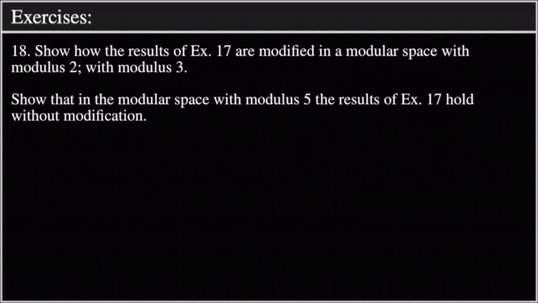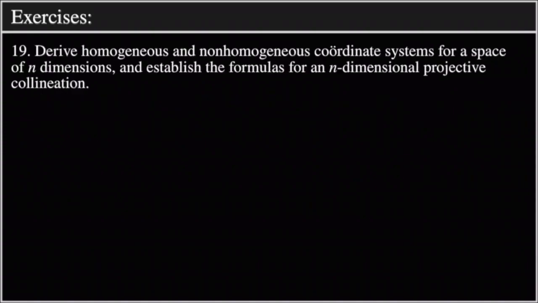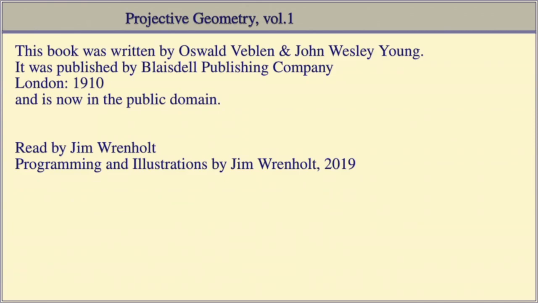18. Show how the results of exercise 17 are modified in a modular space with modulus 2, with modulus 3. Show that in the modular space with modulus 5, the results of exercise 17 hold without modification. 19. Derive homogeneous and nonhomogeneous coordinate systems for a space of n dimensions, and establish the formulas for an n-dimensional projective collineation.